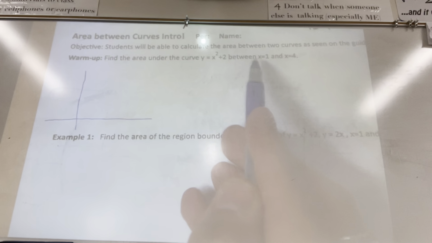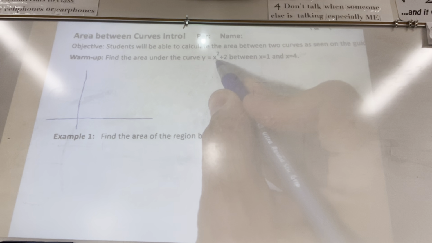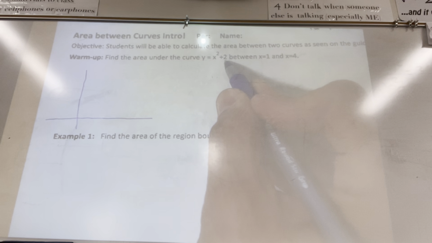All right, so, warm up. Find the area under the curve y equals x squared plus 2 between x equals 1 and x equals 4. So, we have a parabola that's facing what? Up. Facing up, moved where? Up 2. Up 2, so we're gonna go 1, 2, and we're gonna draw a parabola. It's facing up.